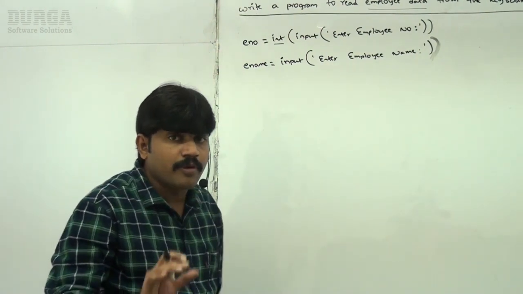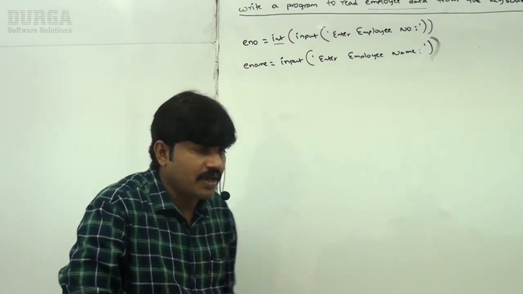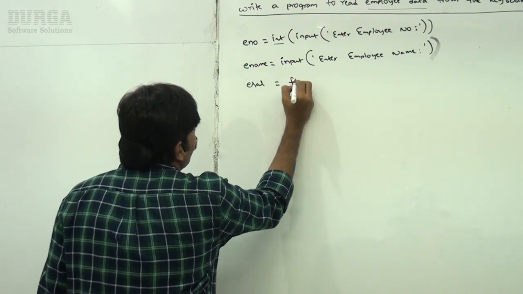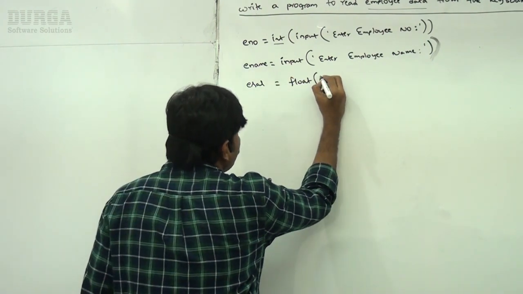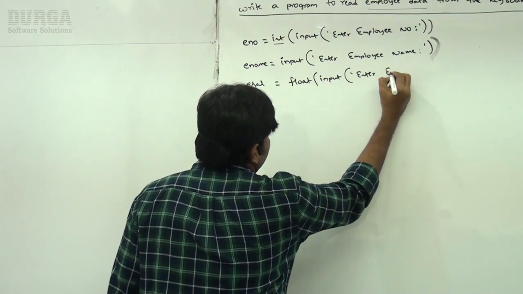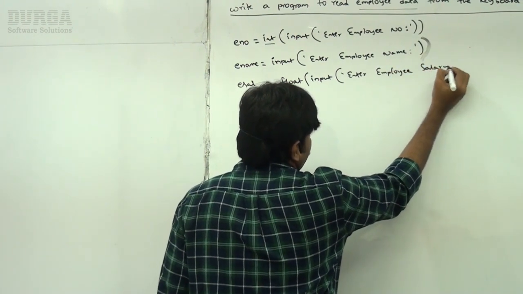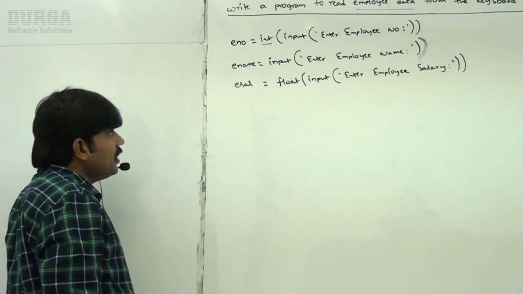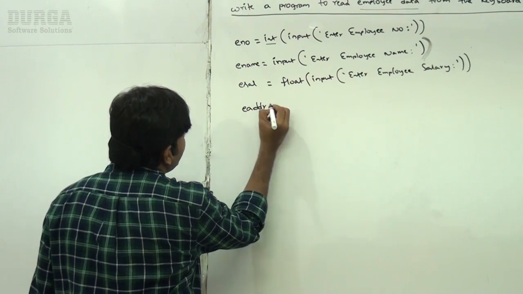What is the next one? Employee salary. Salary, most of the time, is the float type, a floating point value. That's why esal is equal to float of typecasting function, float of input of enter employee salary. Enter employee salary, like this I'm taking, sir. So ename, esal. Next, address, right?